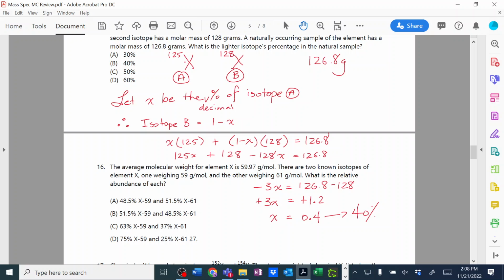So that's going to work for any 2-isotope system. I have no idea what you would do if you had 3 isotopes. I'm not going to give you a question like that. That's ridiculous. Yes?